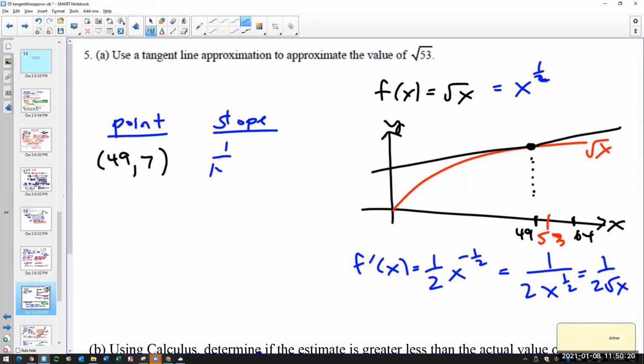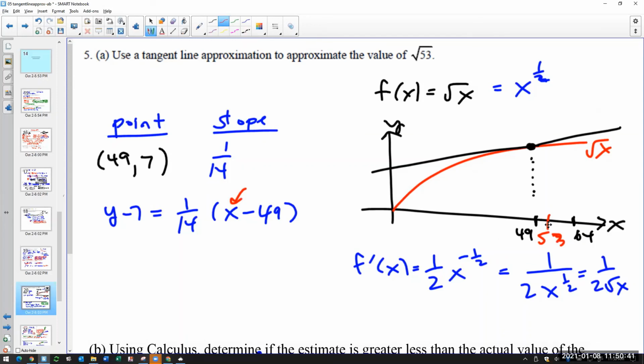Okay? Then write your tangent line. Here we go. y minus y₁ is equal to the slope times x minus x₁. You can do it. All right? So the question is, how do I approximate the square root of 53? Now be careful. Don't put square root of 53 here, because you need to put an x value.